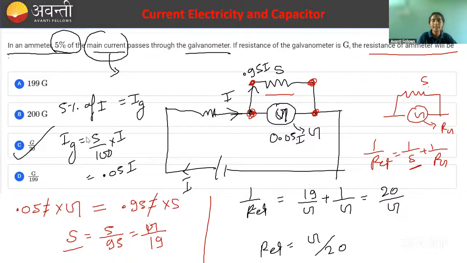You just needed to know what an ammeter looks like and what is the meaning of main current here. Main current means the current that is trying to enter the whole ammeter, not the galvanometer. So the ammeter consists of two branches, a galvanometer branch and a small resistance branch, both in parallel, right? So I use this concept to calculate the things.